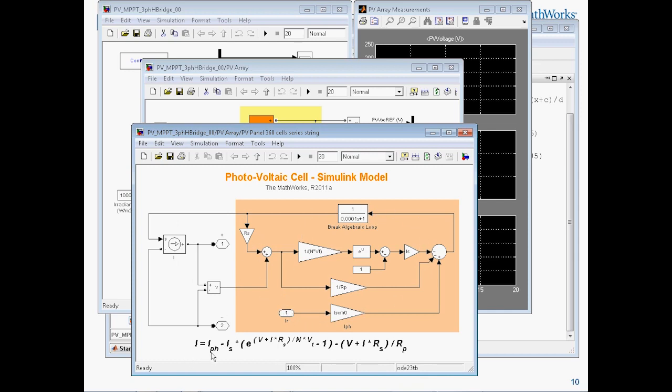This is just using that standard single diode equation that I showed at the beginning. It is doing the mathematics to implement this equation. The current is being fed to the circuit, and the voltage is being measured as feedback. So that solves this algebraic equation as the simulation is running.